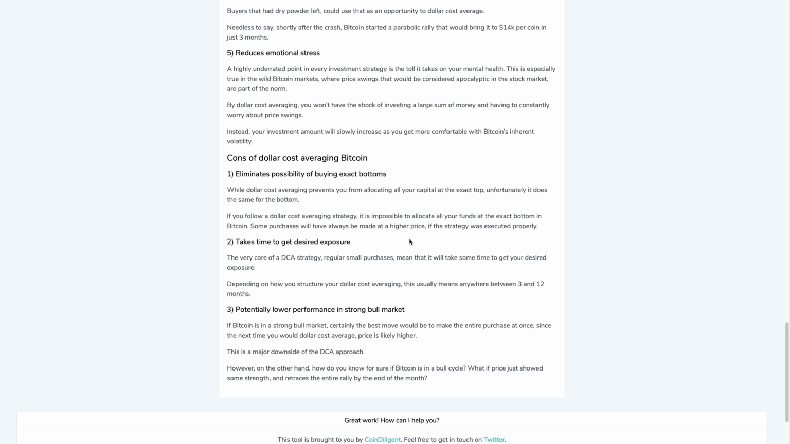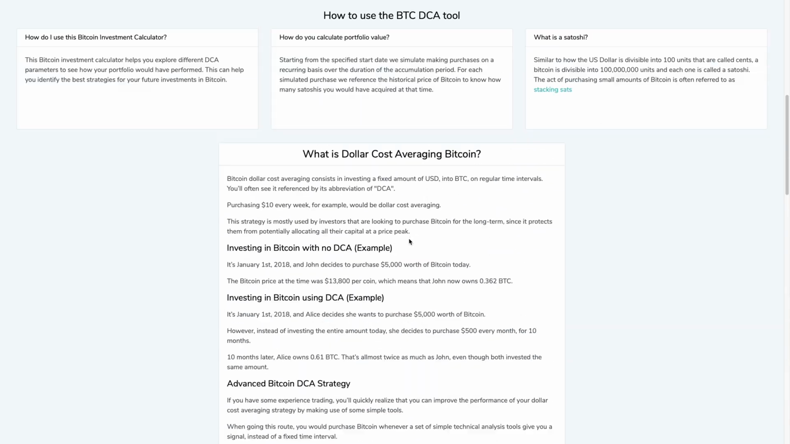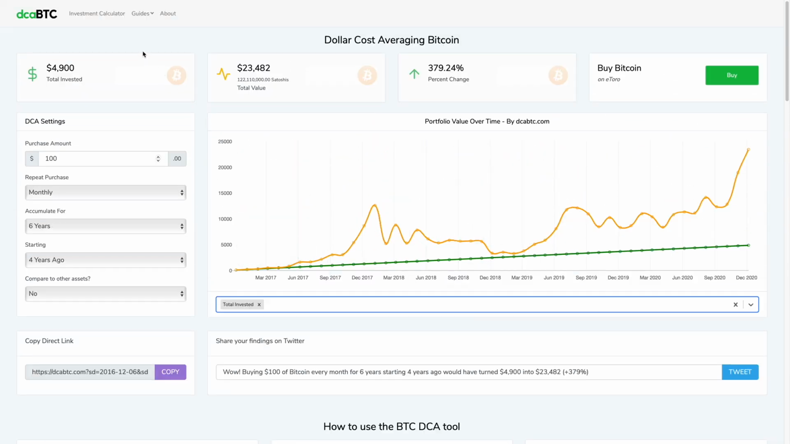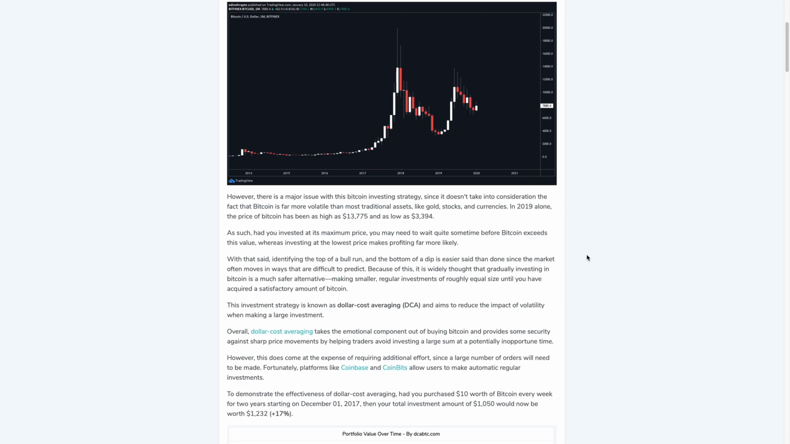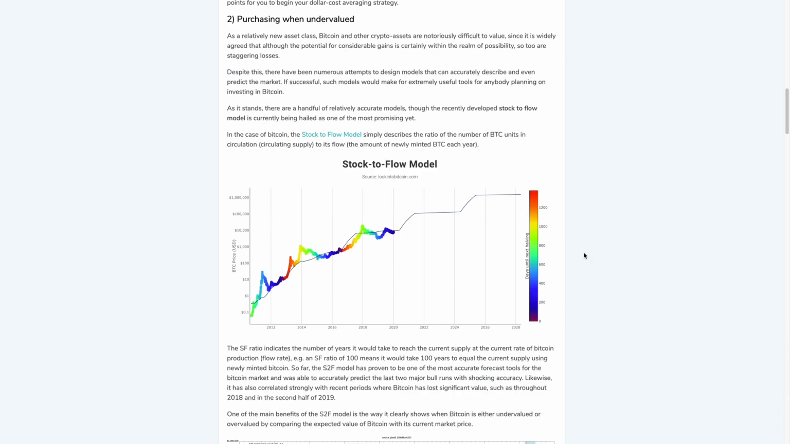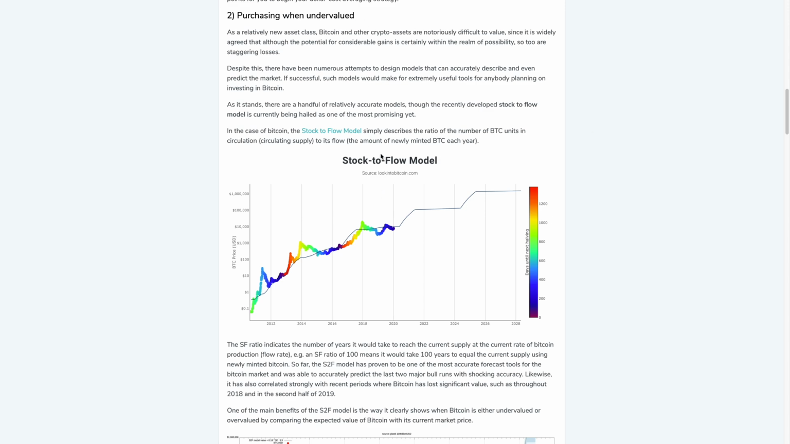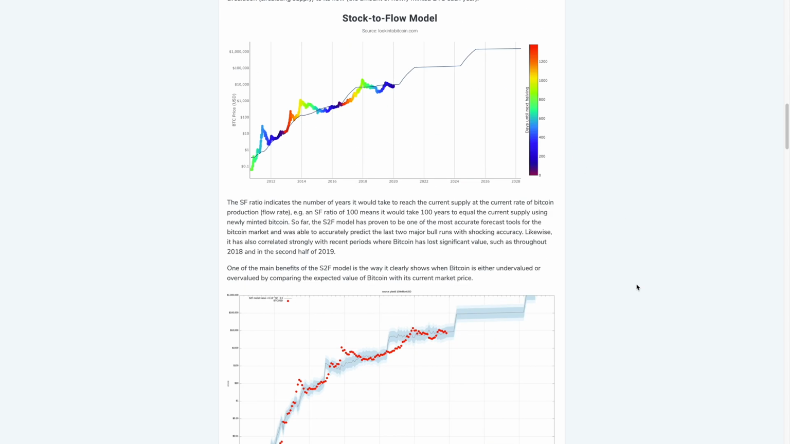Now, if I go back to the top of their site, they'll have this other section here where it says guides, and if you click on it, it'll say Bitcoin investment strategy. So if I click on that, it'll bring me to this somewhat more lengthy article that they've written, and they'll talk about the different ways that you can invest into Bitcoin. So example, dollar cost averaging, or you have this when it's undervalued. So there are different models out there.